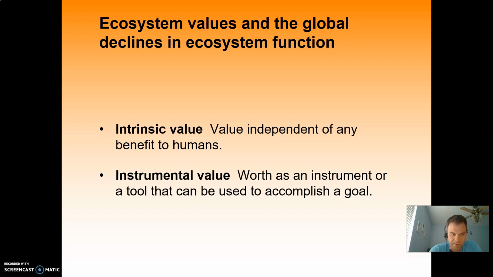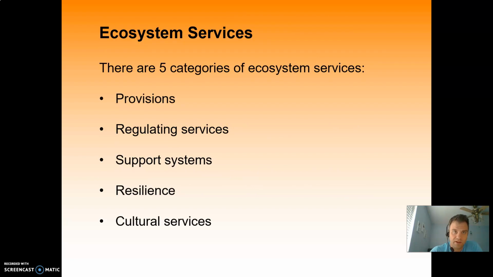An instrumental value, though, is one that is more tangible for us, maybe not even near as worth in some people's estimation, but these are the value of things like a crop or a domesticated animal. It's worth as an instrument or a tool that can be used to accomplish a goal for humans. So the worth of lumber or of trees, because they provide lumber and paper and all that kind of stuff for us. The livestock, because they provide the food for us.